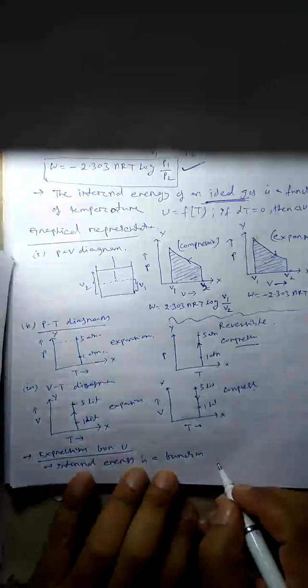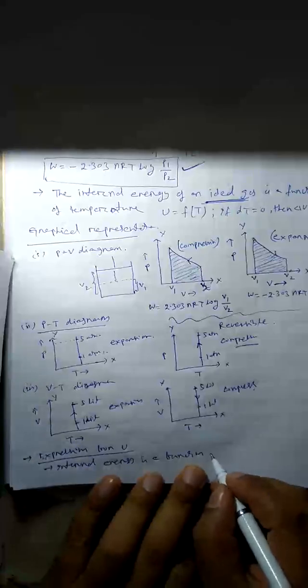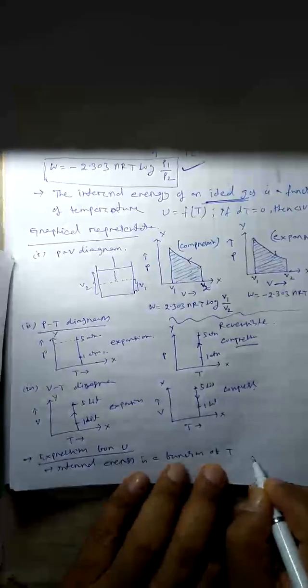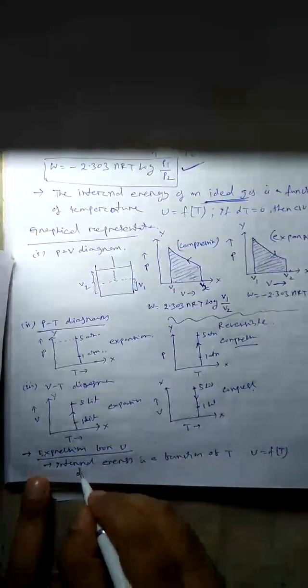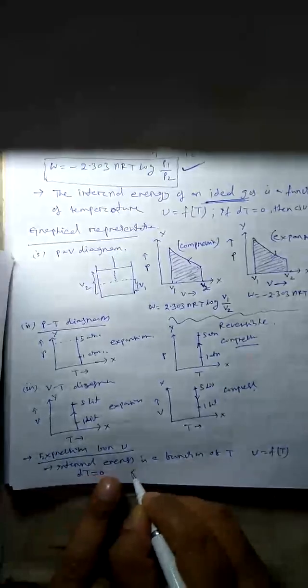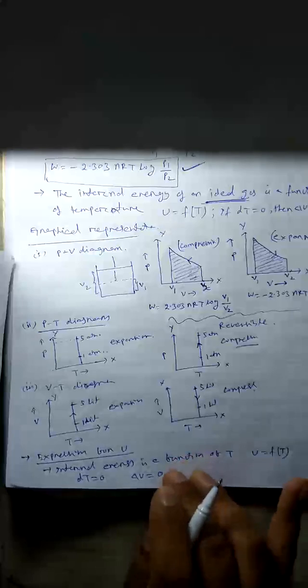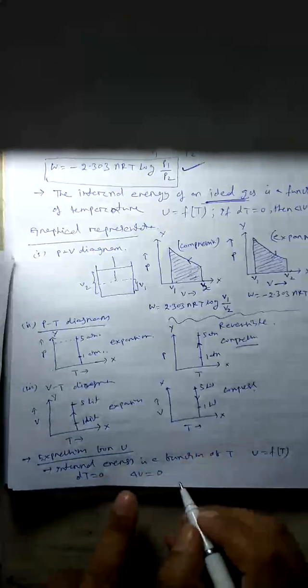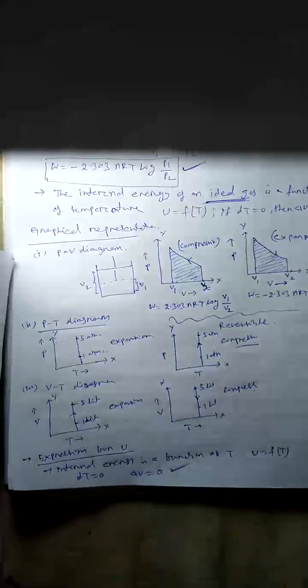Internal energy is a function of temperature. That means when dT is equal to 0, the change in internal energy is also 0. That means change in internal energy is 0 at dT equal to 0. As dT is equal to 0, the change in internal energy is also 0. This is the expression for U. Today we end here.